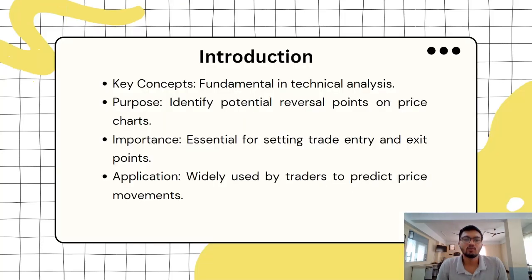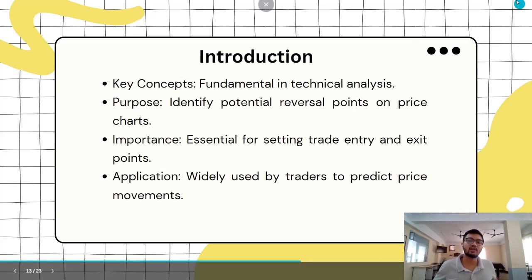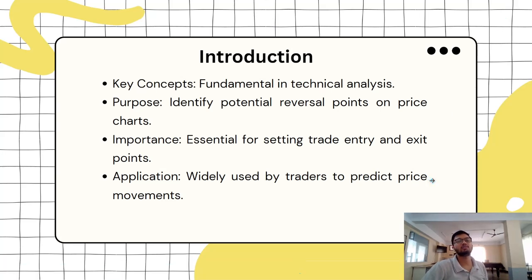So, what is fundamental in technical analysis? Identifying potential reversal points on price charts. Essential. So, what is the importance of support and resistance? It is essential for setting trade entry and exit points. The application of this is that it is widely used by traders to predict price movements. As you move along with the journey, you will see that support and resistance are the best things you can ever read on chart patterns.